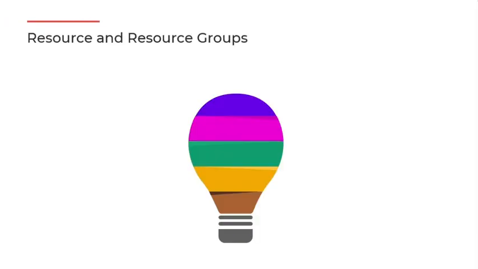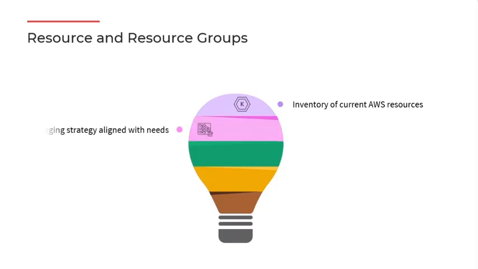In AWS, a resource is any cloud component you use, like EC2 instances, S3 buckets, Lambda functions, or RDS databases. These are the building blocks of your cloud infrastructure. To manage them more easily, AWS offers resource groups. Think of resource groups as smart folders that automatically organize resources based on shared tags or types.